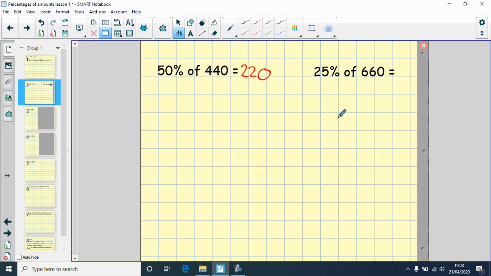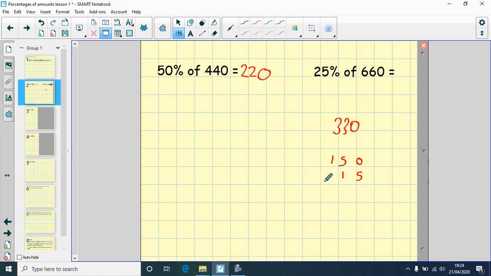We've got 25% here of 660. Now I know 25% is the same as a quarter, and I know to find a quarter, I can divide it by 4, which is the same as halving it and then halving it again. So half 660 would be 330. That's half, that's 50%, but I want 25%. So I'd have to half this again. Well, half 300 is 150, and half 30 is 15.